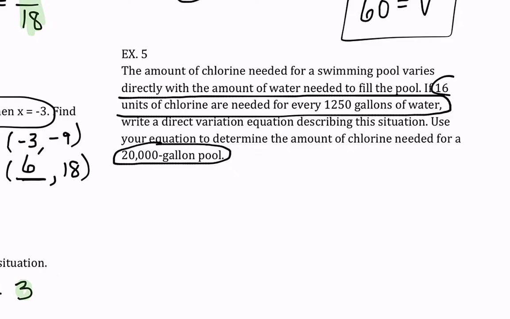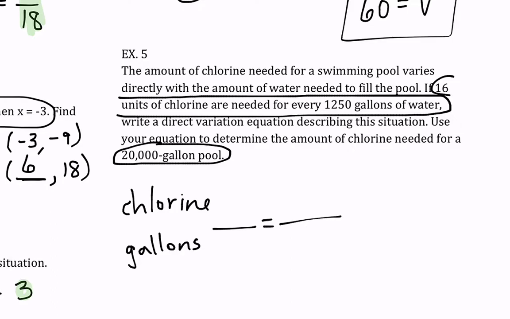Okay, so it doesn't really matter what goes on top and bottom. I know we're talking about chlorine, so I'm going to put chlorine on top, and gallons of water on bottom. Let's start with what it gave me. It told me 16 units of chlorine goes with 1,250 gallons of water.